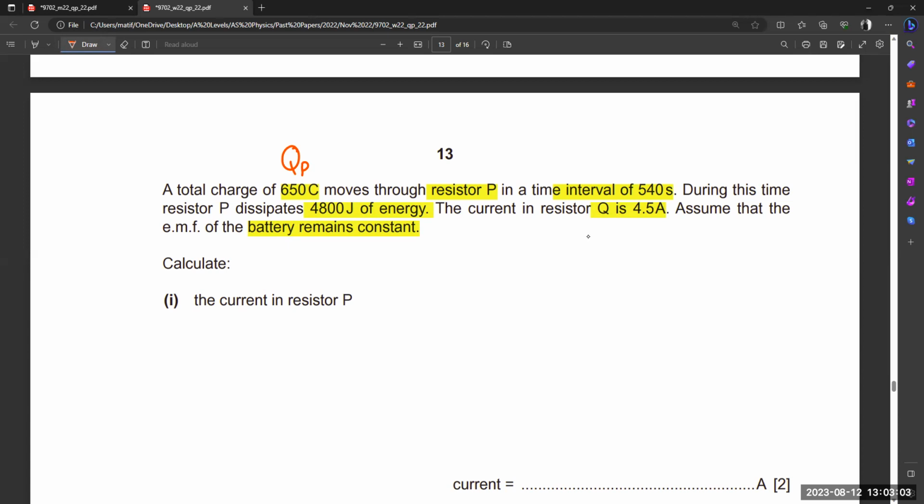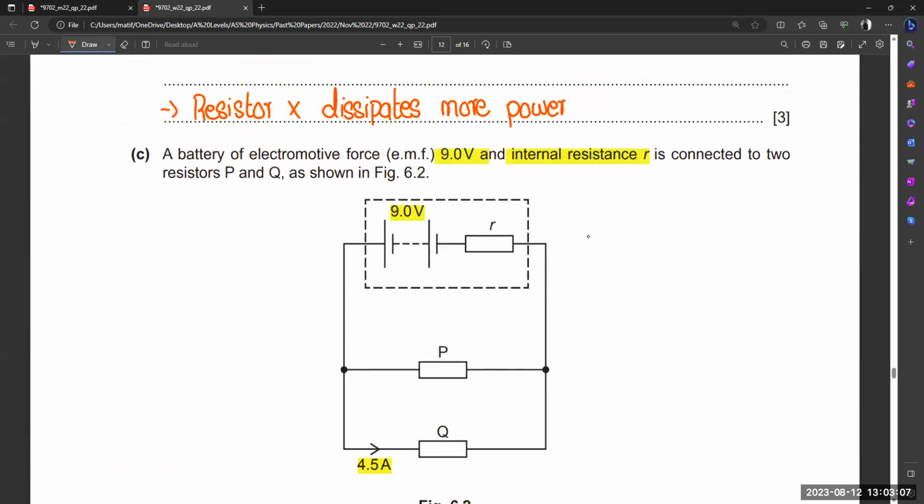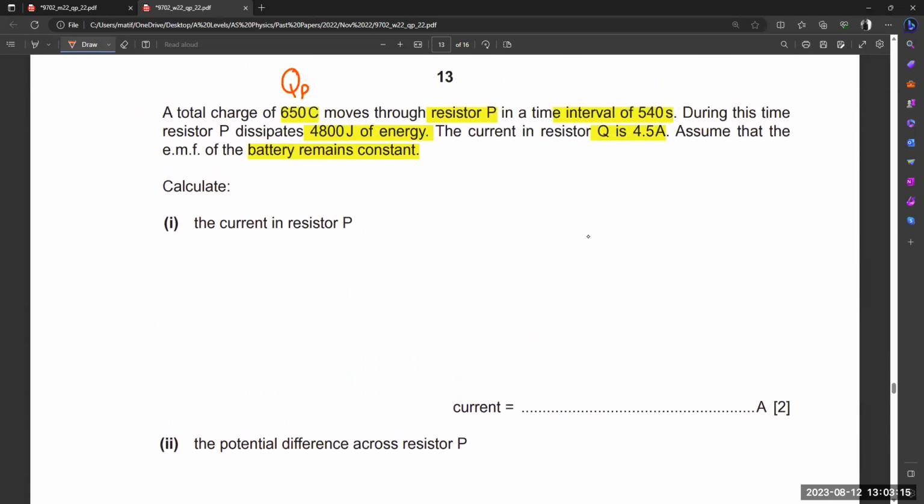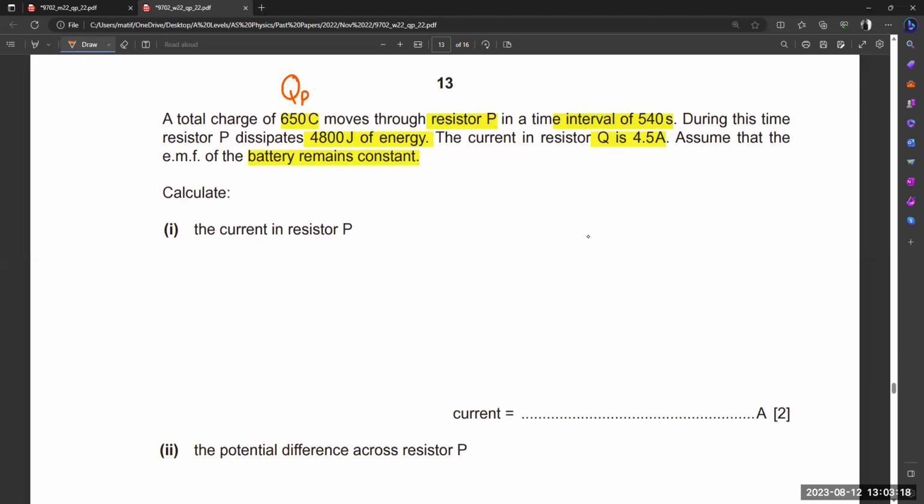So we know that charges are given, so we can easily use the formula I equals Q over T. Can you just go back up to the diagram? So it's resistor Q. Okay, so they're in a parallel circuit, so they're going to have the same voltage, but the current for Q is 4.5. And what was the total current?